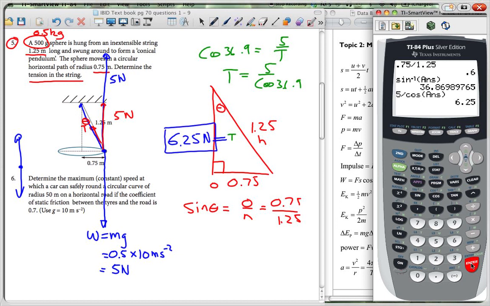So it is a simple resolution of forces, knowing that because it is staying stationary in the vertical, we could say that there's a force of 5 newtons up, and then I could just resolve my force vectors to find the tension.